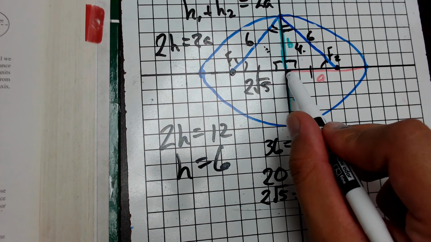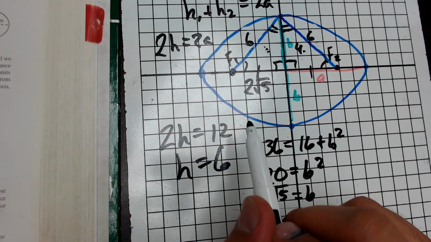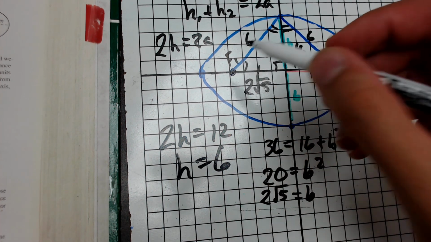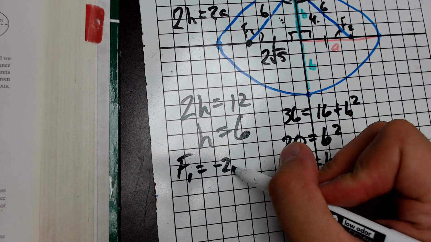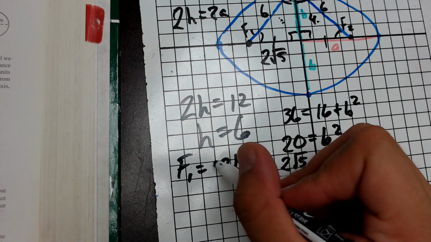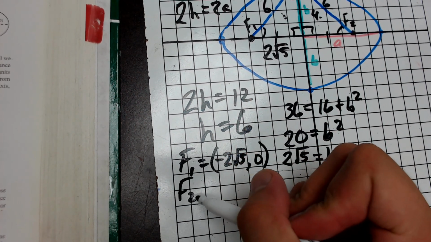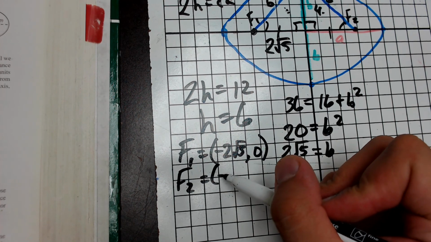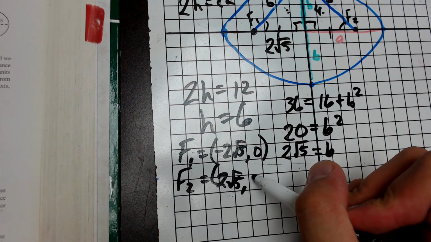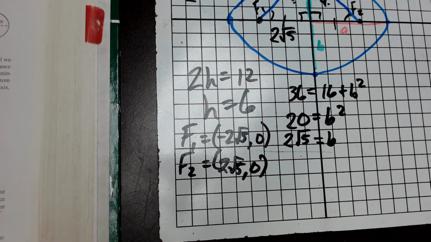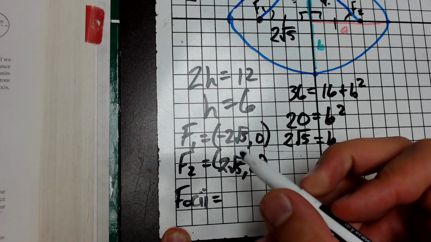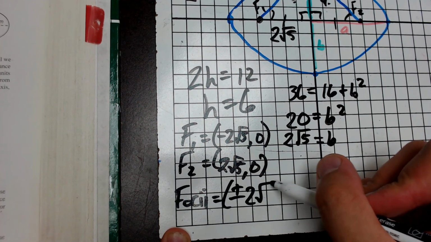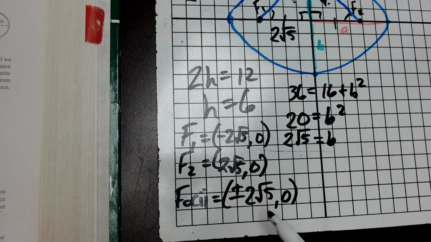So now I know the distance from origin to the focal point is 2 root 5, which means these coordinates, the way I'm going to do this, is focal point 1 is equal to negative 2 root 5, the x value, comma 0. Focal point 2 is equal to positive 2 root 5, comma 0. Right? Or the faster way is you could say the foci are located at plus or minus 2 root 5, comma 0. And there we go, I've got my focal points.